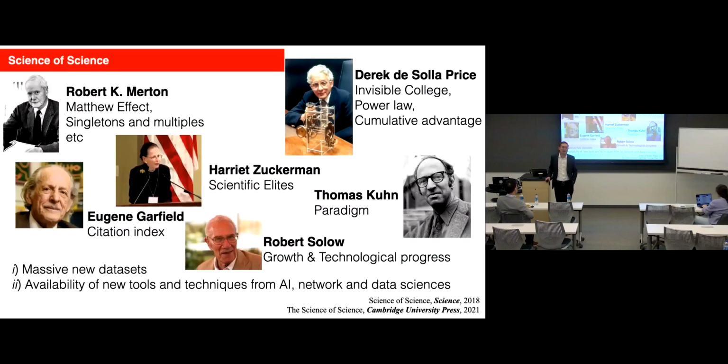In many ways, this idea of turning scientific methods and curiosities on science itself is not a new idea. This is an idea that dates back to at least the mid-past century. There are a large number of founding giants of the field. Think about Robert K. Merton, the great sociologist of science, thinking about the idea of the Matthew effect, singletons, multiples. Derek Price, another physicist turned historian of science, thinking about the idea of invisible college, power laws, cumulative advantage. Harriet Zuckerman at Columbia School of Sociology, who used an ethnography approach to understand the careers of scientific elites. Or Eugene Garfield, the father of the Science Citation Index, who invented this thing called citations that many of us continue to love and hate.